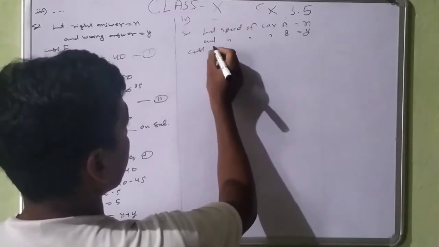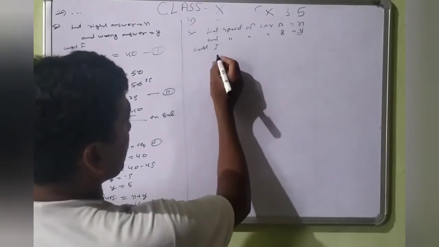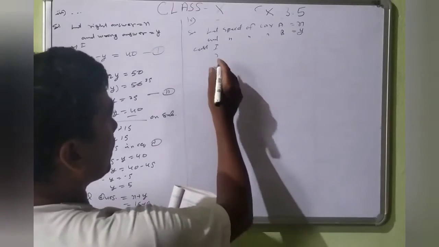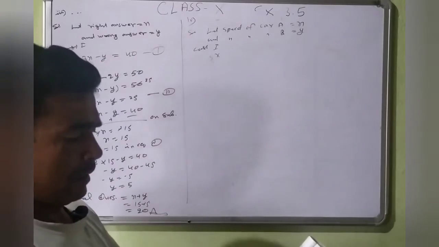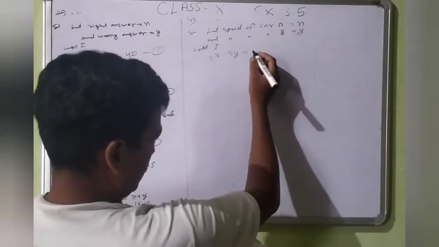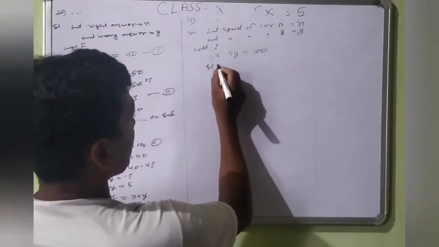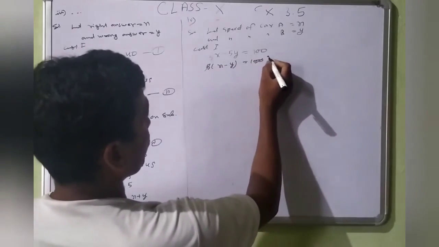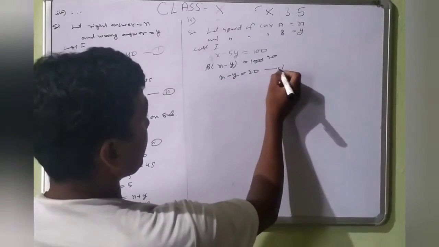Case first. Taking the 5 hours, that will be 5x minus 5y is equal to 100 kilometers. So 5 is common, so x minus y is equal to 100. Dividing by 5, x minus y is equal to 20. This is the first equation.